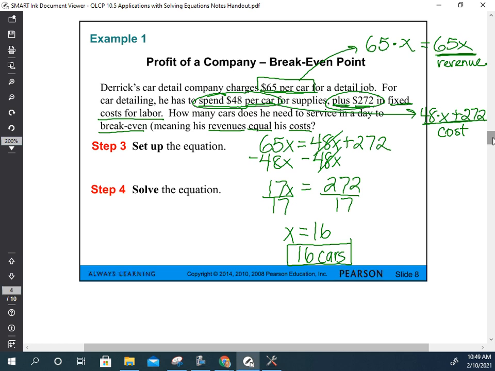So, questions on example number 2? Yeah, word problems aren't difficult. It just requires you to read, requires you to put in a little bit of work.